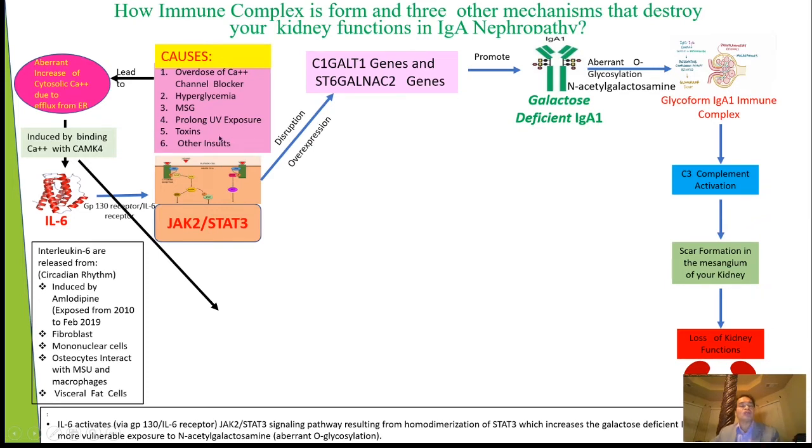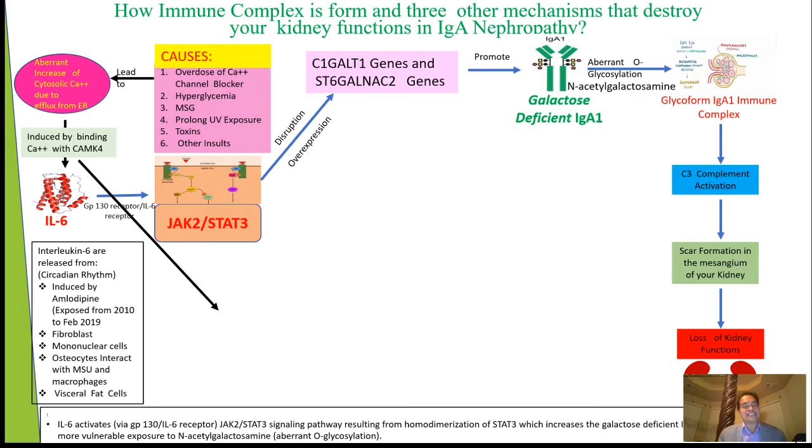Prolonged ultraviolet exposure, toxins, alcohol, other insults, and other inflammatory substances, like for example a diet containing choline, betaine, or L-carnitine. These three substances, when you eat them, will interact with your microbiome and will produce TMAO, or trimethylamine N-oxide, which is inflammatory and can cause cardiovascular disease, according to studies. So all of these insults coming from external stimuli increase cytosolic calcium.